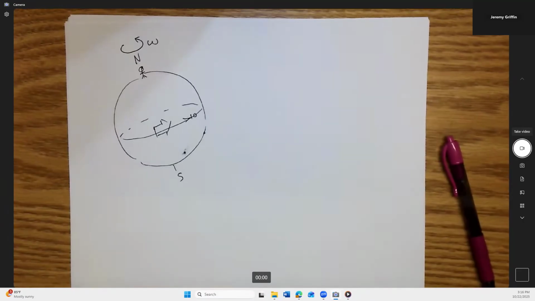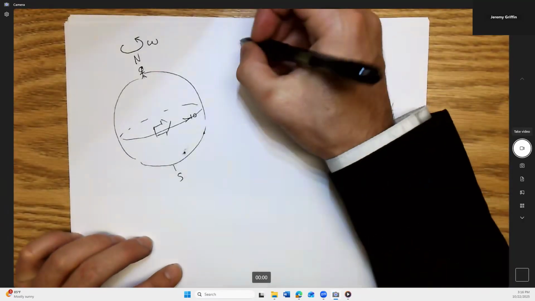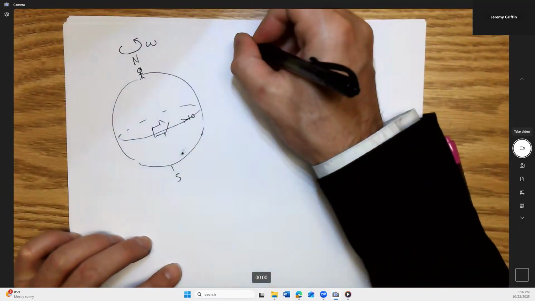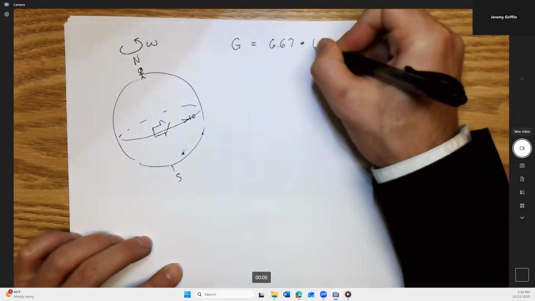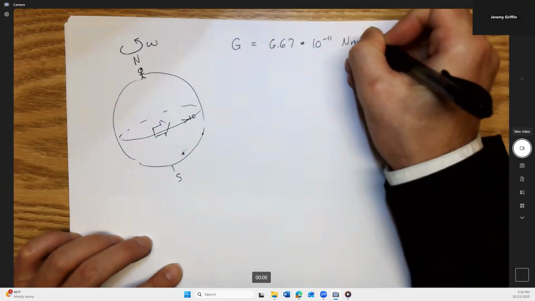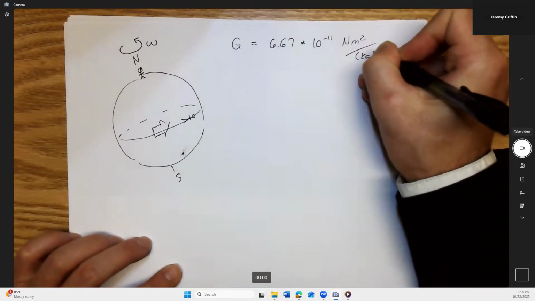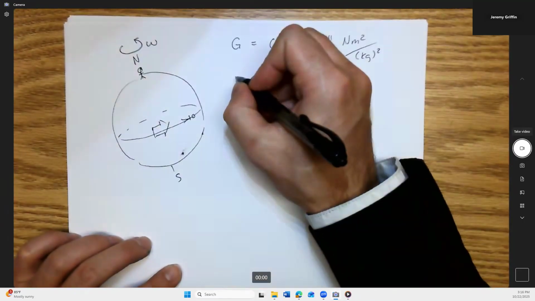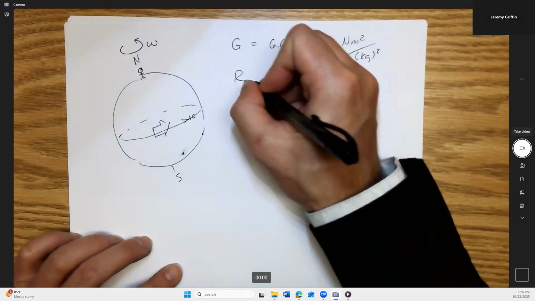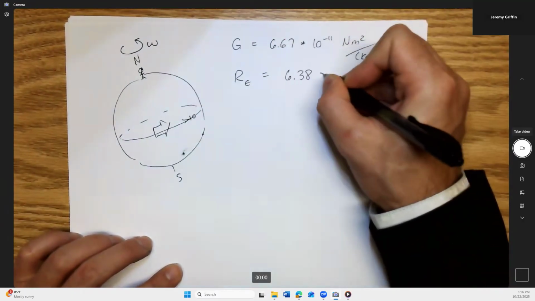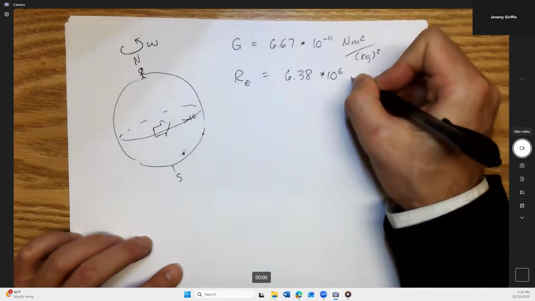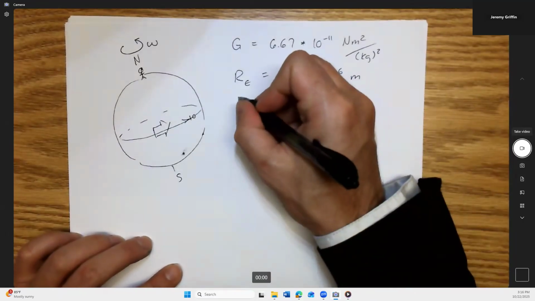we're going to have to know some things, find some things. Okay, all right, so you're allowed to know G is 6.67 times 10 to the negative 11 meters cubed per kilogram per second squared. That might be important. I don't know. We're going to find out. They did tell you the radius of the Earth. I'll put it in meters: 6.38 million meters.